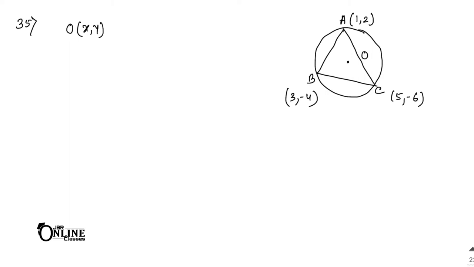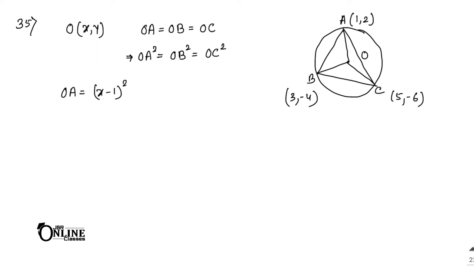So that means if you join OA, OB and OC, all are radii of the same circle. That means OA is equal to OB equal to OC, okay, it's clear? So you can also write OA square is equal to OB square equal to OC square. So now as the coordinate of O is (x, y), OA square will be (x minus 1) whole square plus (y minus 2) whole square.